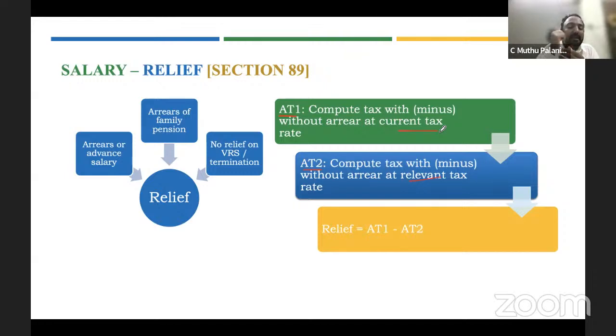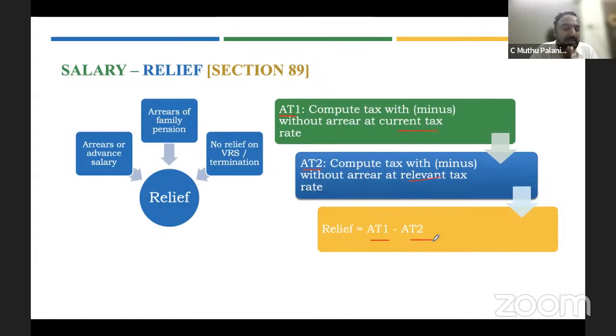81 is your tax, calculated in the respective years, minus your arrears, with arrear and without arrear. So I take both. Similarly, I do it for the current year and for the earlier year also. So now 81 minus 82, whatever it is, will automatically become my relief under section 89.